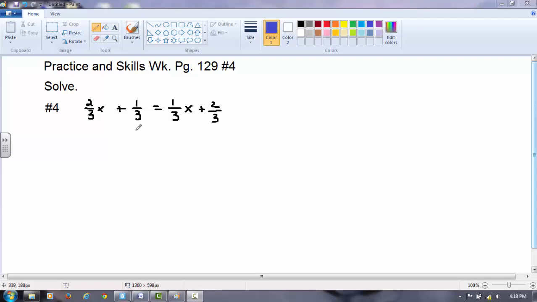We're going to be working on the problem from the Practice and Skills Workbook, page 129, problem number 4. 2/3 x plus 1/3 equals 1/3 x plus 2/3.